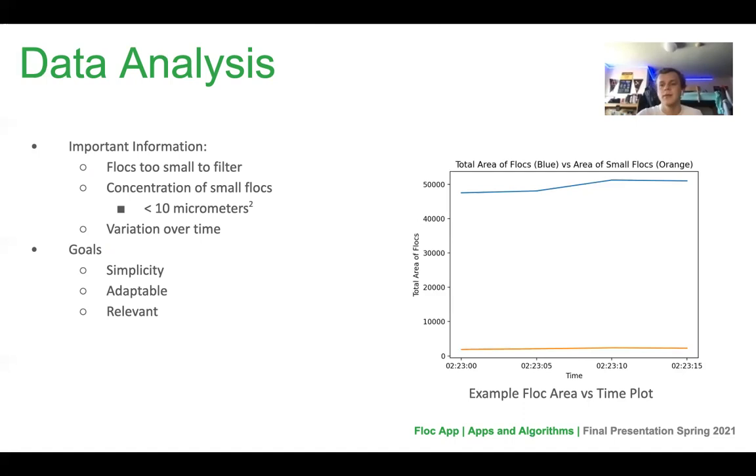Some of the most important goals of this data analysis are to add simplicity to the app. It's very easy for plant operators to just look and visually see what the floc sizes are in the water, so they can detect whether they're too small or too large, and assess the level of coagulant needed to add. It's also adaptable. It can be easily modified if needed, and of course, it's relevant because this is what we're trying to figure out as a subteam.